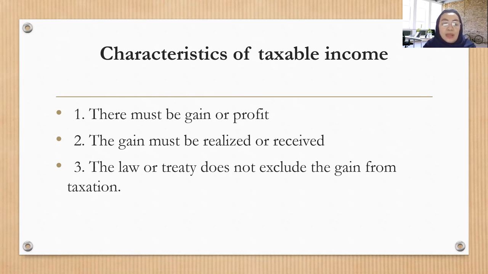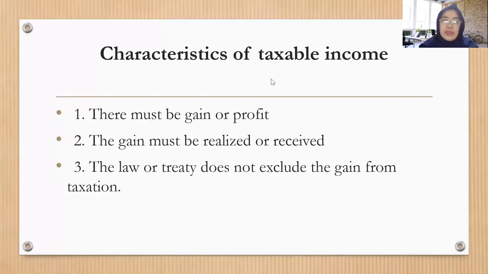Okay, so third, and most importantly, is that the law or treaty does not exclude the gain from taxation. So there are specific laws or even treaties that exclude gain from a transaction from taxation. We will later on have an itemized deduction on those exclusions. They may be considered as an increase in your wealth, or there may be a cash inflow or realization of income. However, for tax purposes, they are excluded because there is a specific law or treaty that says that they should be. So I hope that's clear.